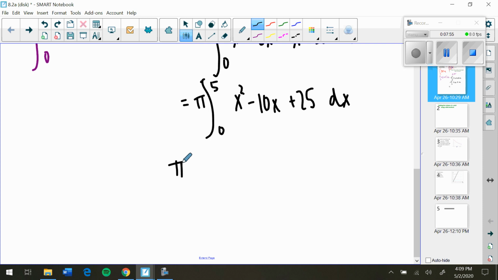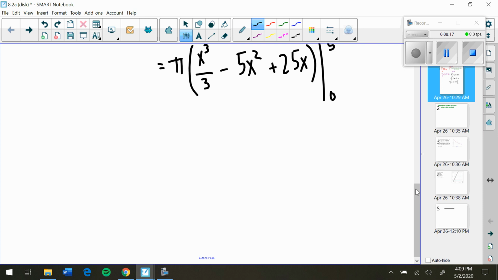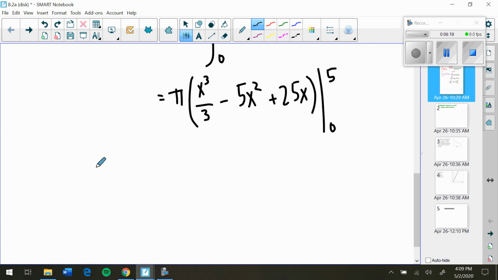Now I can take the antiderivative. I'm going to still keep this pi out on the left here. I don't really feel like dealing with it. So I have x cubed over 3 minus 5x squared plus 25x. And we are evaluating this from 0 to 5. Good news, that 0 piece isn't really going to matter because every term here has an x in it.